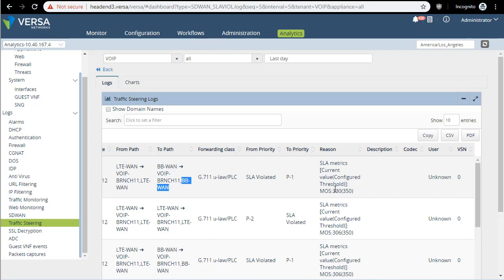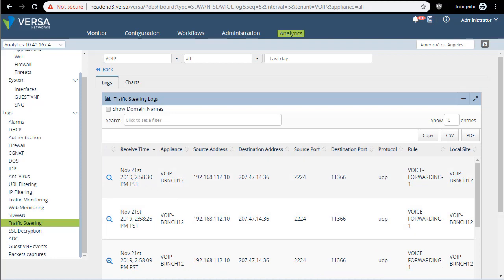And the reason for this is because the SLA violated link had a MOS score of 3.3, and specifically that flow or that voice call had that MOS score, and that's why it failed over. So we know that it happened exactly at 2:58:30 p.m. and we can troubleshoot further to figure out, was it a problem on the customer side or maybe on the underlying network.